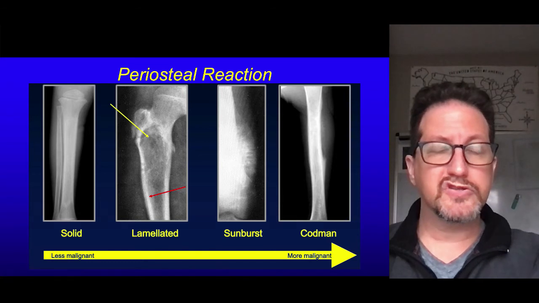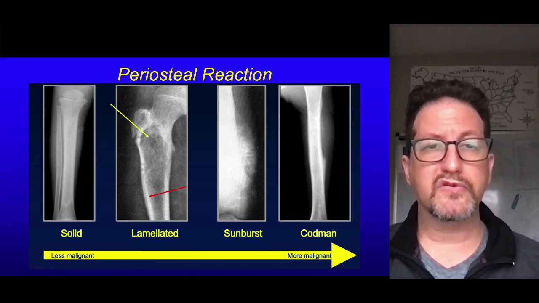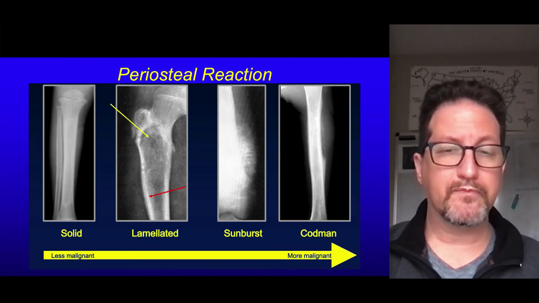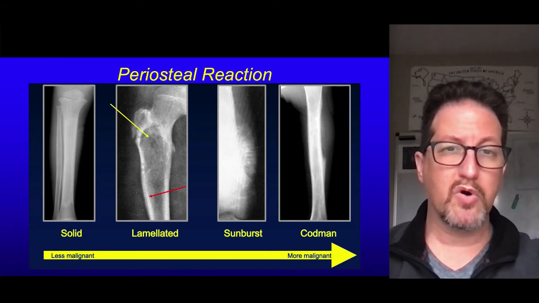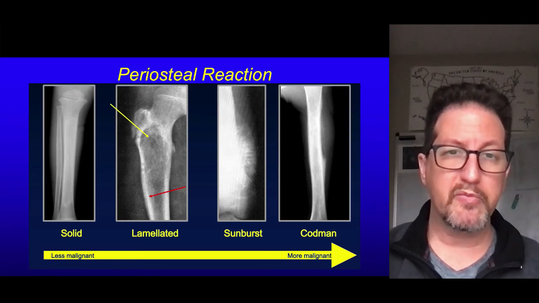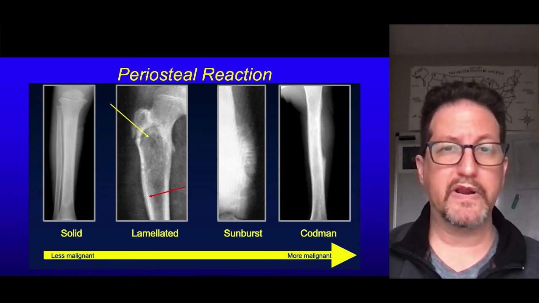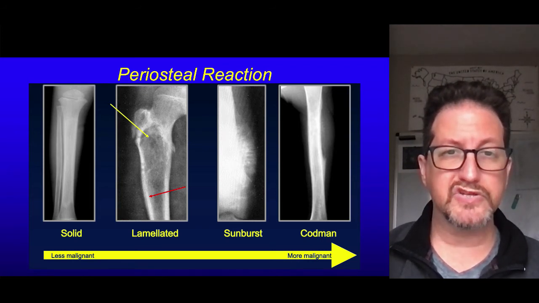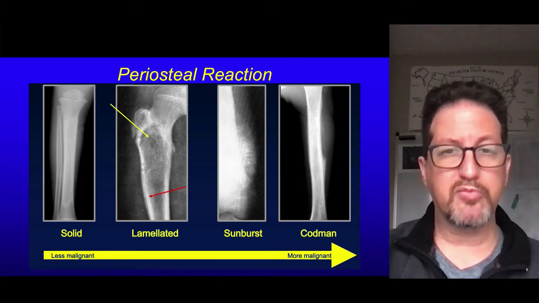Of course, just to comment here, you can see that this lesion, where the yellow is pointing, is not geographic destruction. It's really more of a combined permeative and moth-eaten appearance. The yellow arrow is pointing at a moth-eaten area, but then if you look through the lesion, you really can't see where it ends again, and that's the permeation.